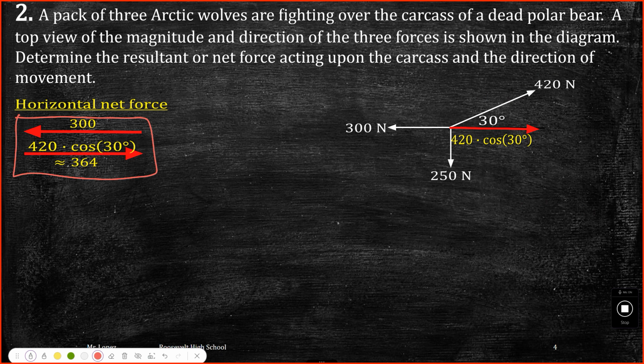What's the net horizontal? Yes, you said it. Somebody said 64? To the left or to the right? Which one's stronger, left or right? Right. So it's going to be 64 to the right. That's the net.